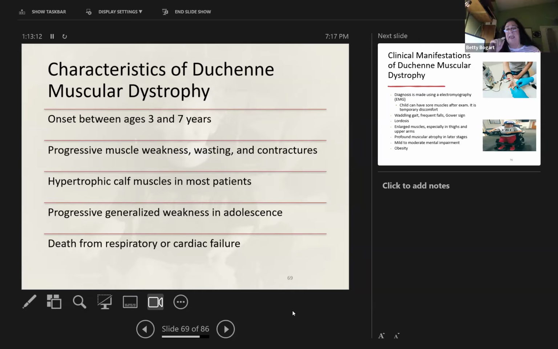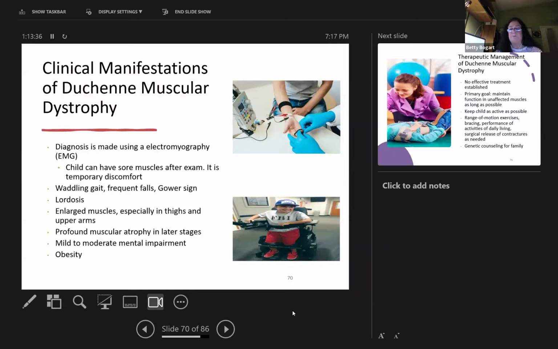Sometimes we're going to see the calf muscles are hypertrophic. So big calf muscles, so they're working really hard. The problem with muscular dystrophy is a progressive muscle weakness. And what has muscles? The lungs, the diaphragm, and the heart. So usually they die in their teens from cardiac or respiratory failure.